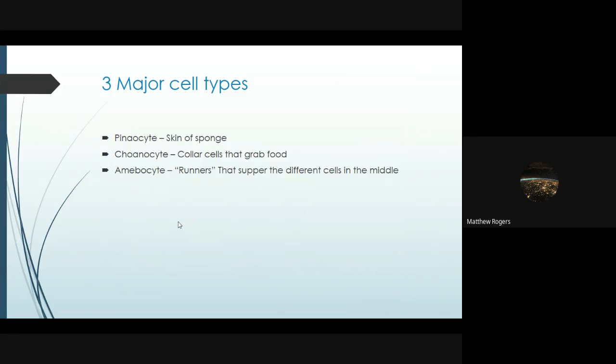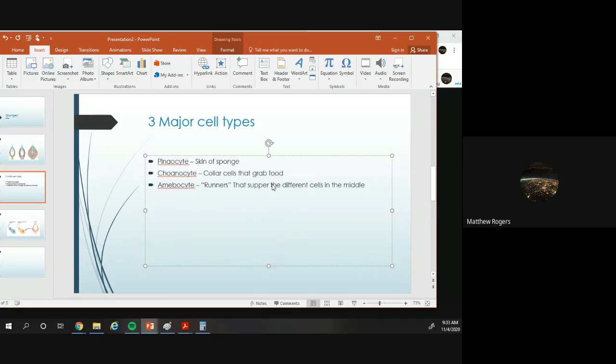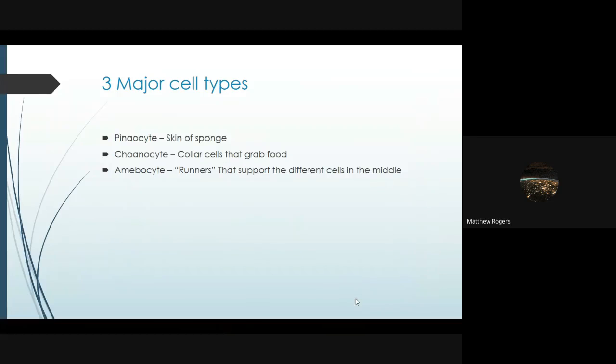Sponges have three major cell types, and I want you to write this down. They have pinocytes, which is the skin of the sponge. We'll get back to those in a second. Choanocytes, which are the collar cells that grab food, and amoebocytes, which are the runners that, it says supper. I don't know why it says supper. It's supposed to be support. You can see my spelling is really good. Support the different cells in the middle.